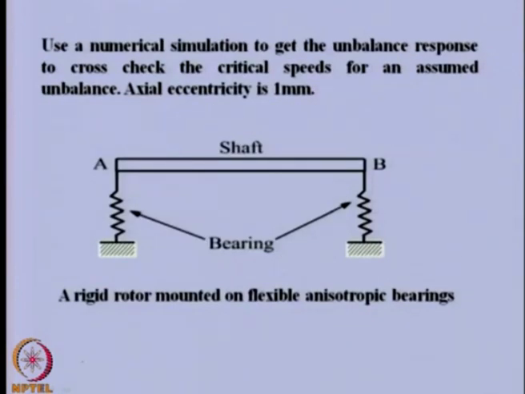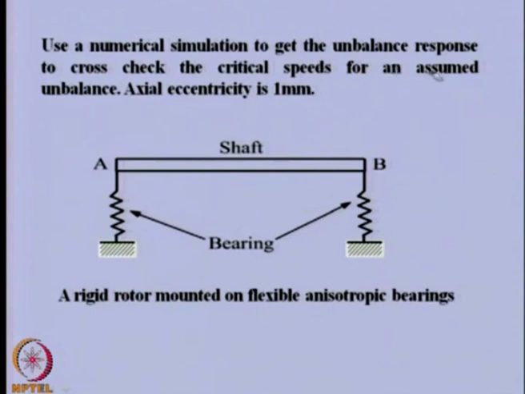So, this is the rigid shaft supported on 2 different bearings, and some more data are there. We need to get the unbalanced response. So, what we are doing is obtaining the natural frequency of the system, and also through unbalance we are obtaining the critical speed, and cross verifying whether we are getting the same values through free vibration and forced vibration.